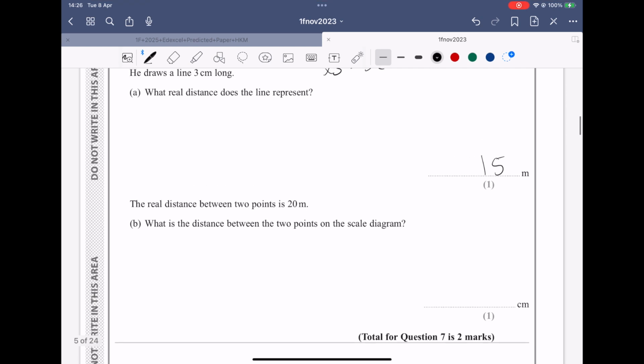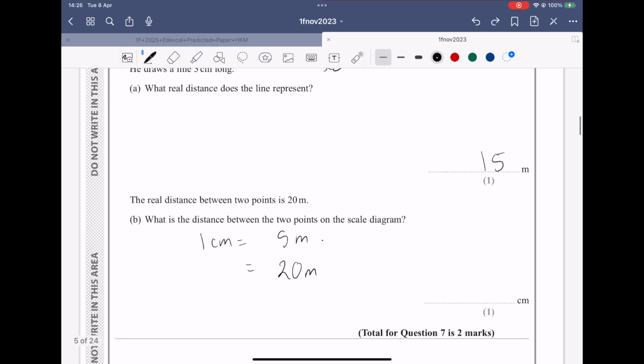Now we're going back the other way. The real distance between 2 points is 20 metres. Reminder, 1 centimetre is 5 metres. This time we've been given the metre side, so that's 20 metres. So I need to times this by 4, which gives 4 centimetres.